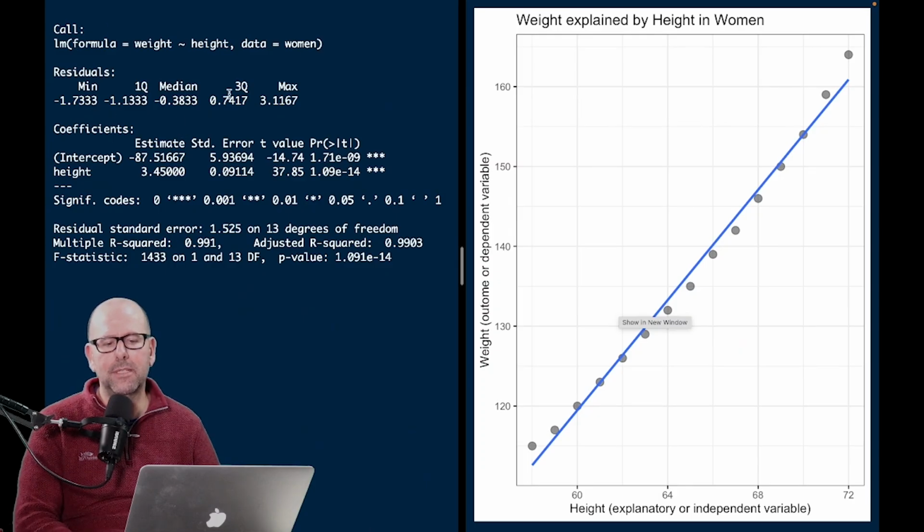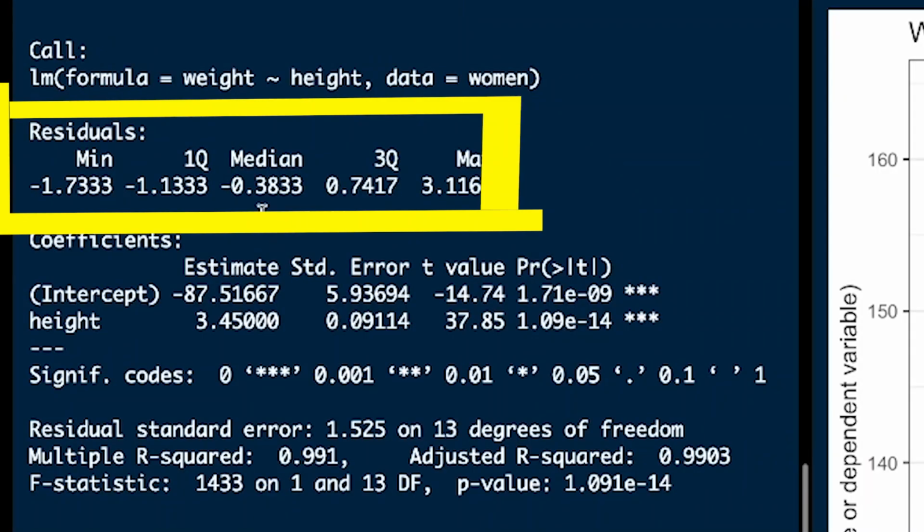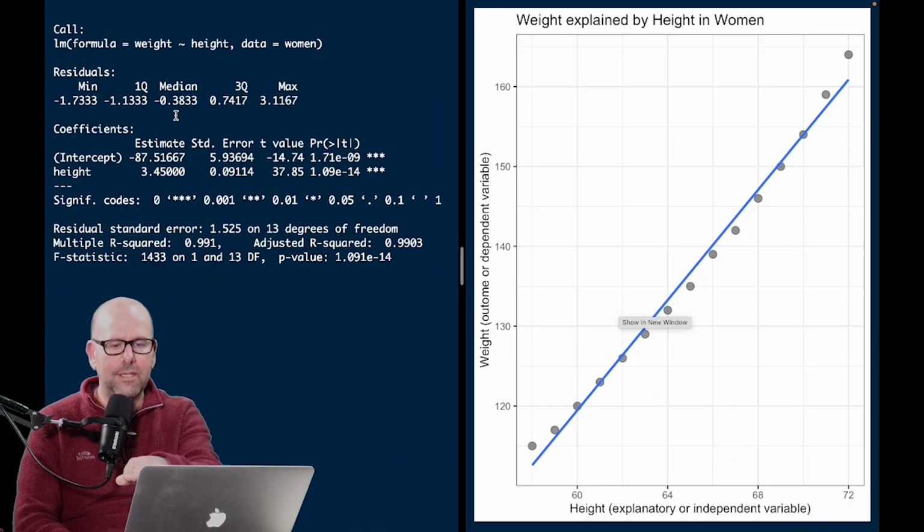Okay, at the top we've got the model itself. Residuals, I'm going to talk more about residuals a little bit later on in this video, but essentially this is the distribution of the residuals. We expect them to be normally distributed, and a couple of other assumptions about them. We'll come back to that.